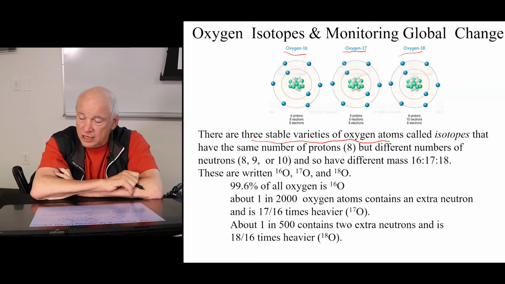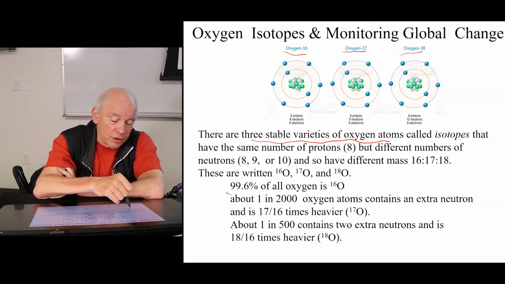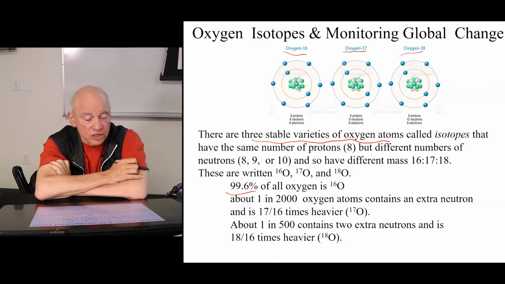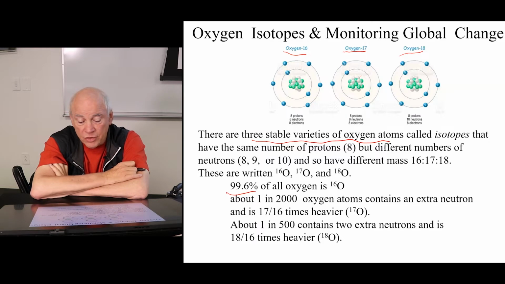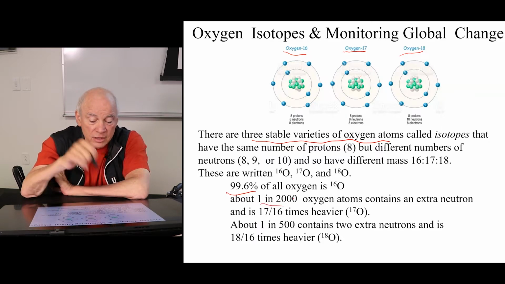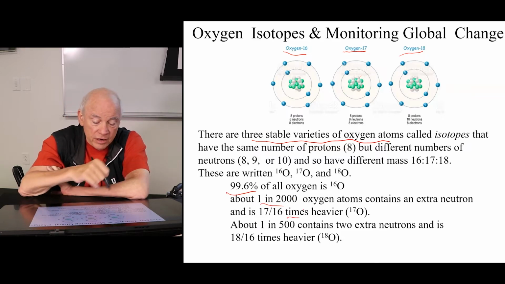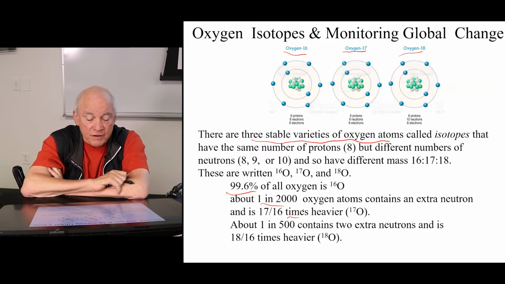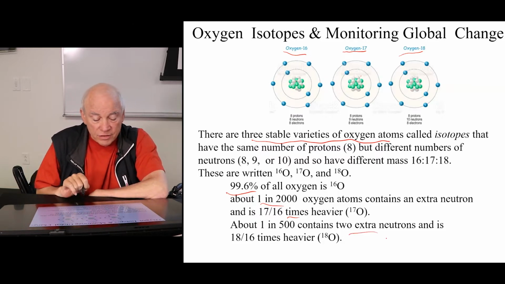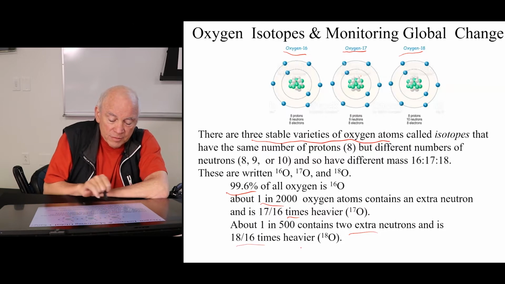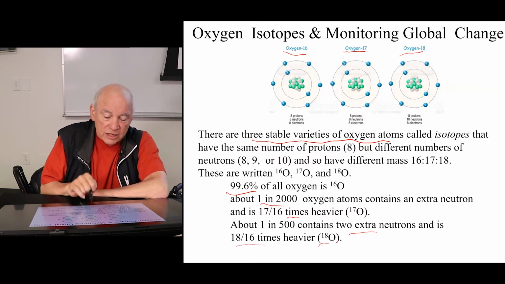So they have a different mass, but they behave exactly the same in the way they bond with hydrogen or anything else. Now, in fact, 99.6% of all oxygen is oxygen 16, and only about 1 in 2,000 oxygen atoms contains an extra neutron and is oxygen 17. But it's a little bit heavier than oxygen 16. And 1 in 500 contains 2 extra neutrons and is about 10% heavier. And that's oxygen 18.